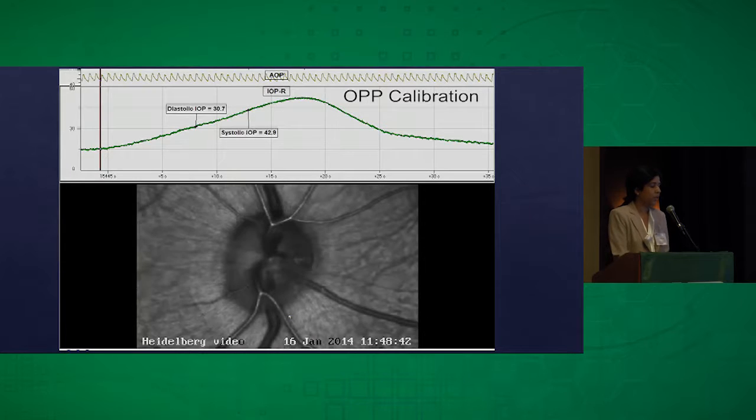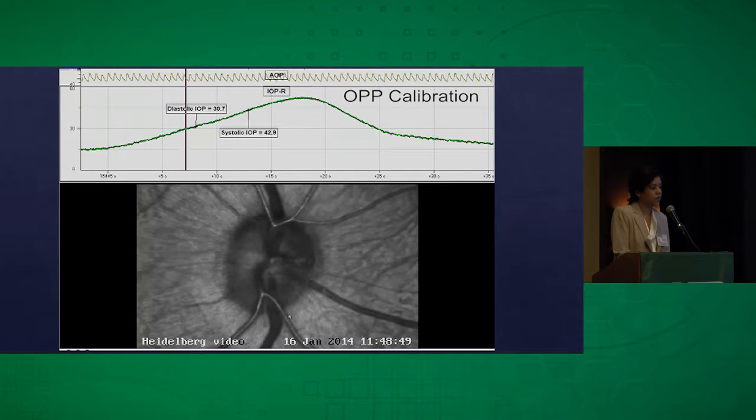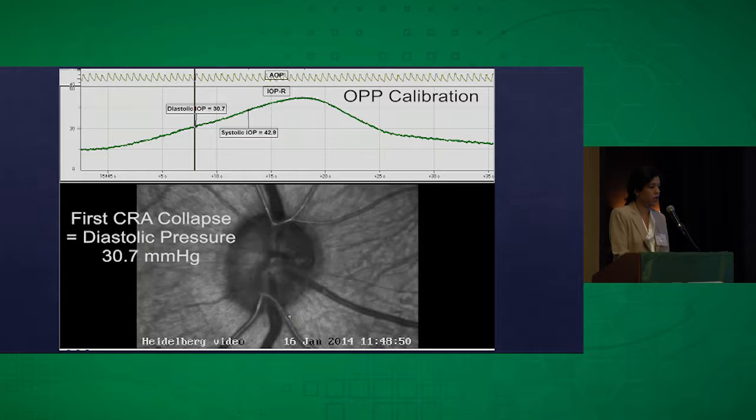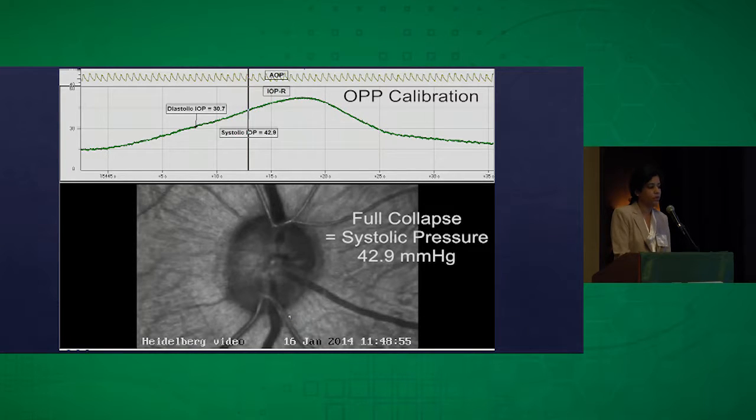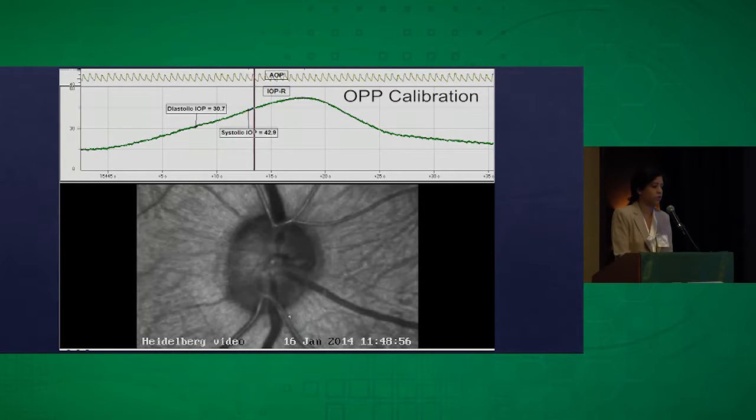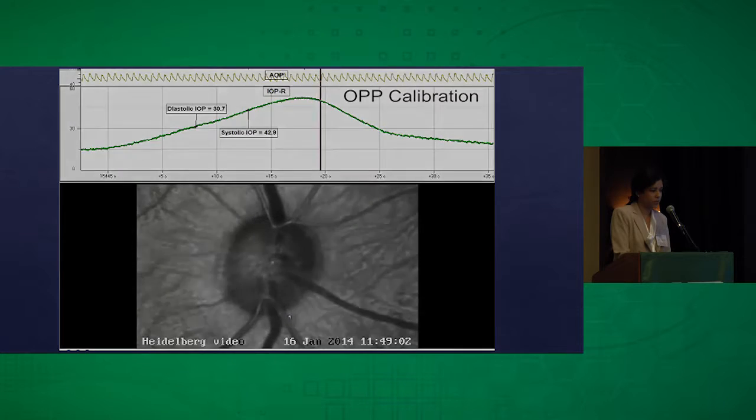So once we are raising the manometry bottle height, the first instance of central retinal artery flutter means central artery diastolic pressure is equal to ocular IOP, which is in this case 30, and we keep on raising the manometry bottle higher till complete collapse is noted, which means the systolic central artery pressure is equal to IOP. So in this way, we can continuously get ocular perfusion pressure measurements.